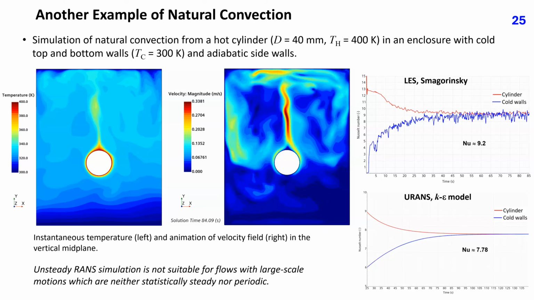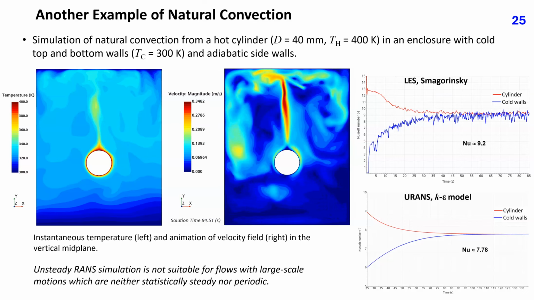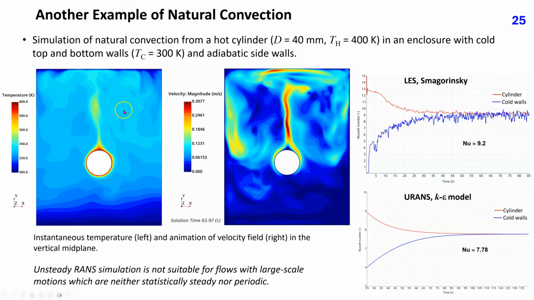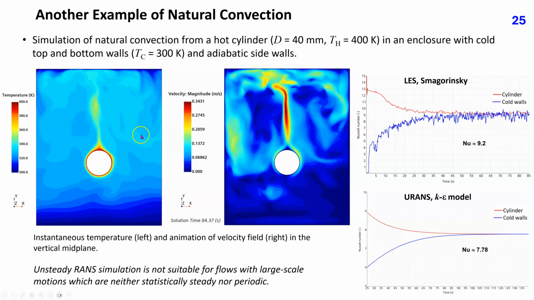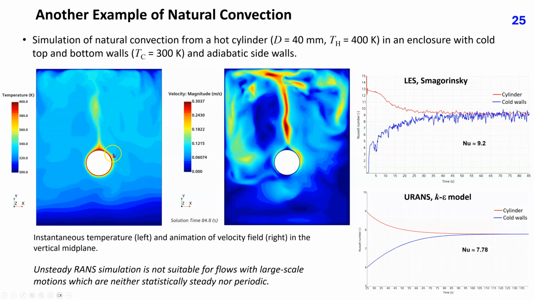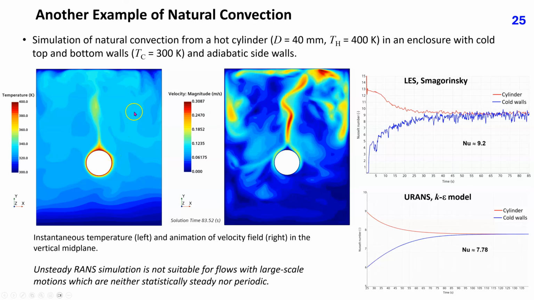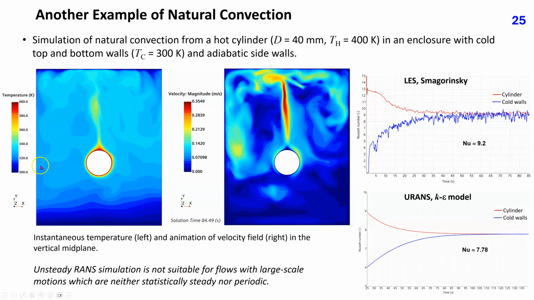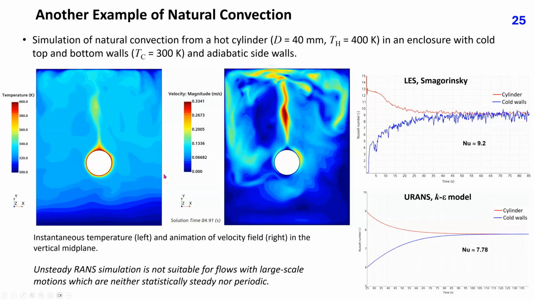Let's have a brief look at a natural convection flow in a more complex geometry. A hot cylinder with a diameter d equal 40 mm and temperature Th equal 400 Kelvin is placed in an enclosure with cold top and bottom walls at Tc equal 300 Kelvin and adiabatic side walls.